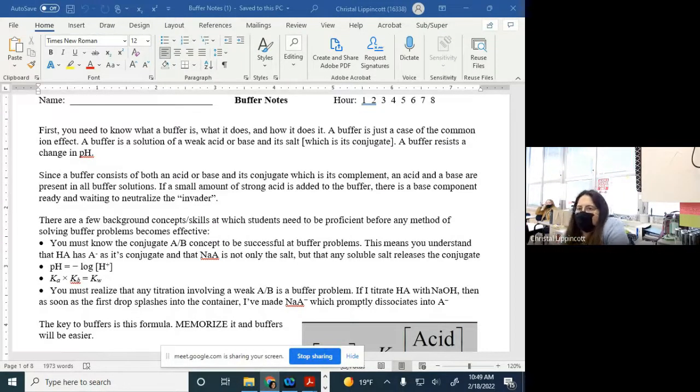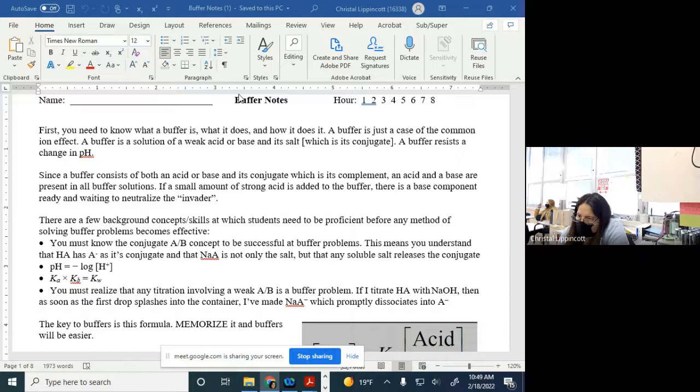Here we go. So these are your buffers, and this is what 8.4 was, but I like to do the titrations and kind of save this for a little bit of the end when we've already talked about acid salts and basic salts and stuff like that. I think that this fits in better there, so that's why I flipped 8.4 over to here. Okay, so first you need to know what a buffer is.